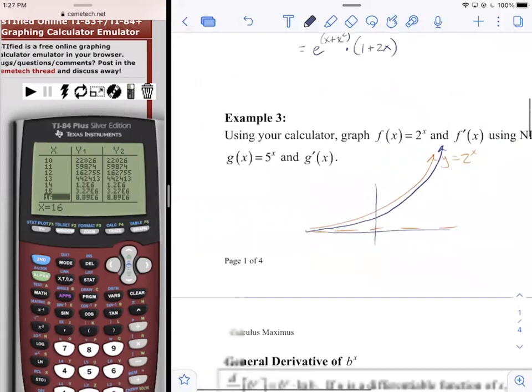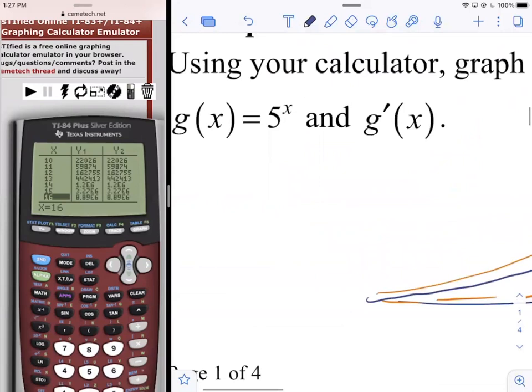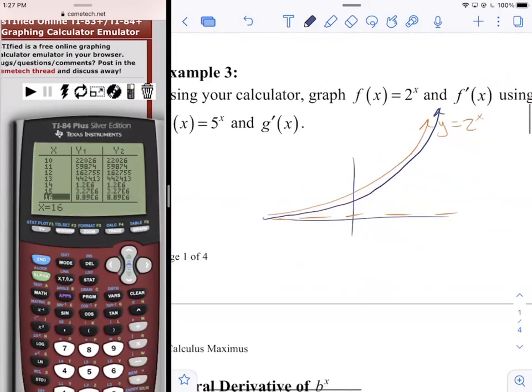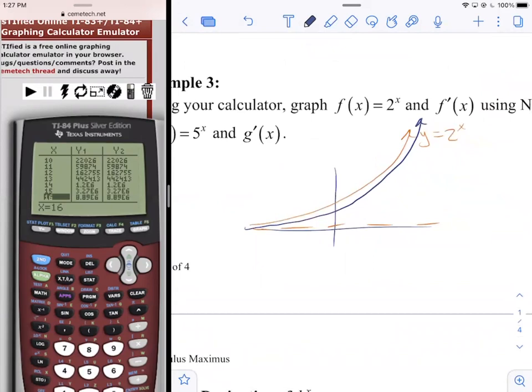I don't know. What about 5 to the x? Could it be that 5 to the x is its own derivative? Well, if you graph the derivative of both of these, I'm not going to do it, you're going to see that one of them ends up being steeper. The 2 to the x ends up being less steep, and the 5 to the x ends up being steeper. Okay, but they do both end up being exponential.